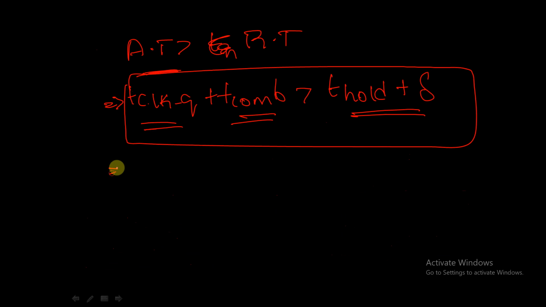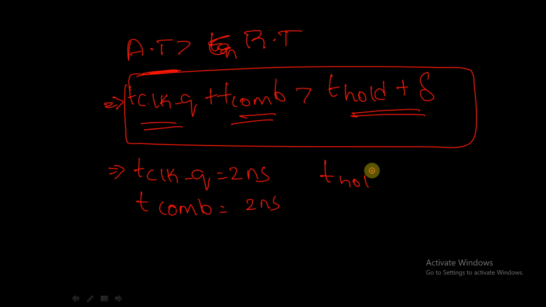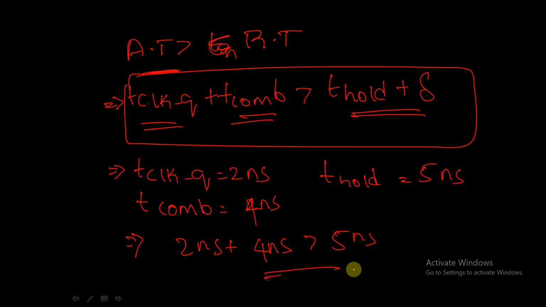Now let's consider some random values for t clock to q and t combinational. Let's say t clock to q is 2 nanoseconds, t combinational is 4 nanoseconds, and t hold is 5 nanoseconds. First without skew: t clock to q 2 nanoseconds plus t combinational 4 nanoseconds, which is greater than 5 nanoseconds. There is no hold time violation.